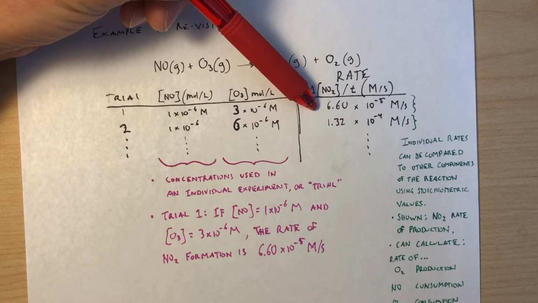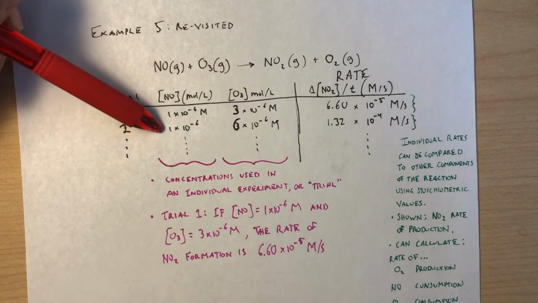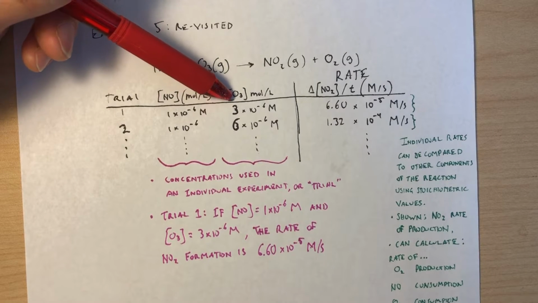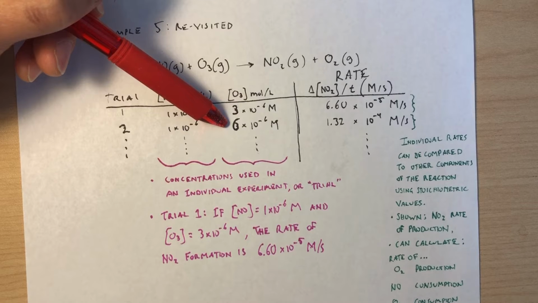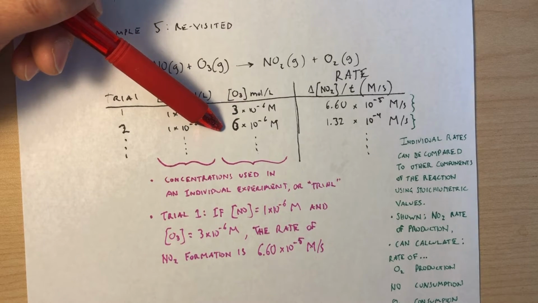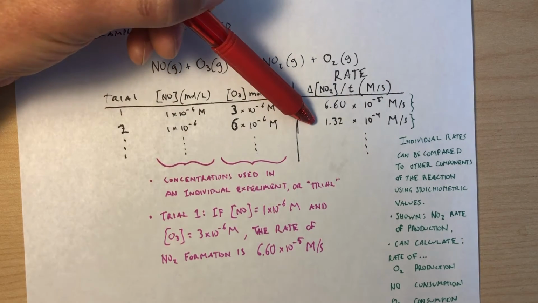A separate trial was conducted, which is an experiment, where the concentration of NO was started at the same starting point. But this time, the concentration of ozone was started at a different concentration, 6 times 10 to the negative 6 molar. And that happened to be double, on purpose, the first experiment. And the reaction rate of NO2 formation over time was monitored to be 1.32 times 10 to the negative 4th molar per second.